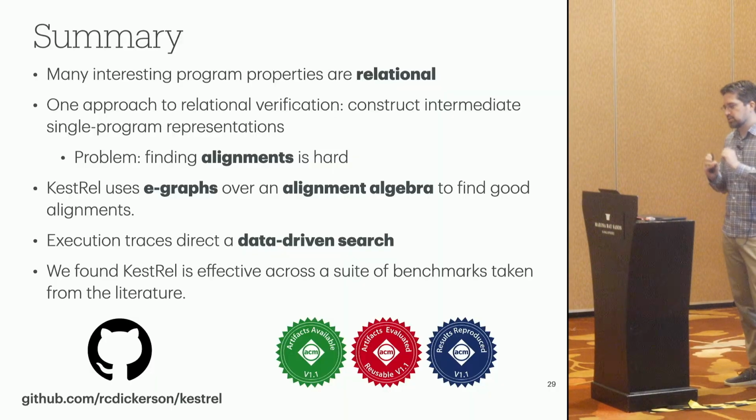So that's KestRel. Just to summarize, we have lots of interesting relational program properties that we want to verify. One of our approaches for doing this is to construct these intermediate single program representations, but aligning them is hard. So we have an approach called KestRel, which uses e-graphs over an alignment algebra to find those alignments, and a data-driven search to find semantically desirable alignments.